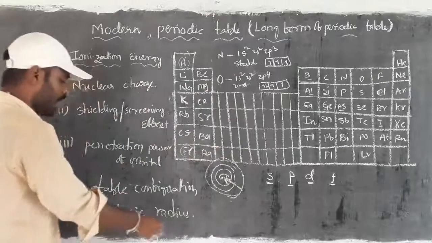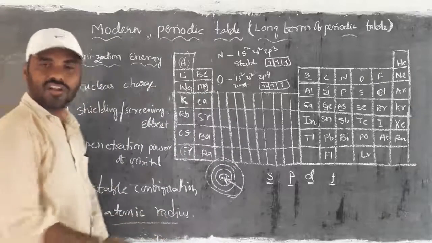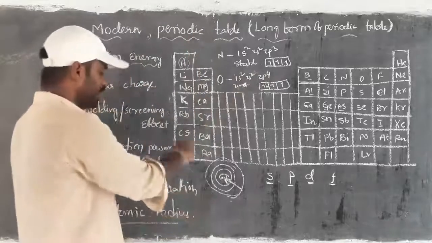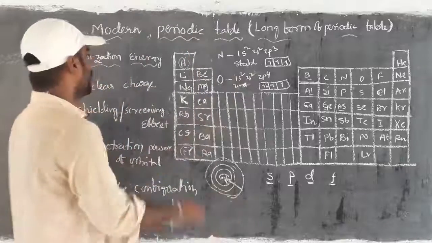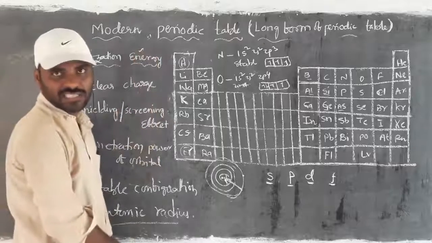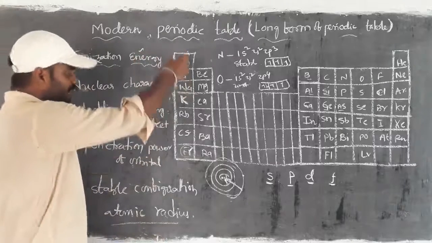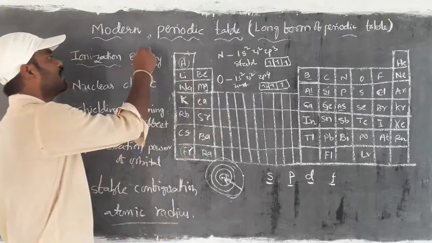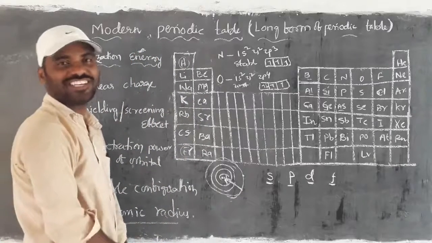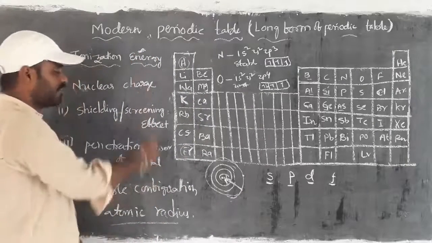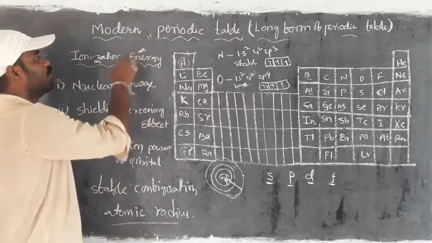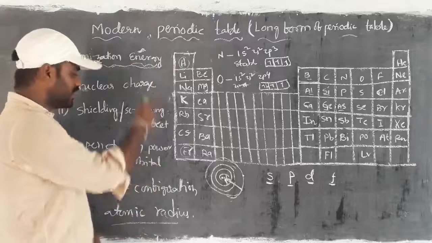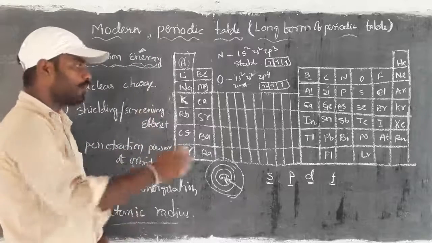Then the last one, atomic radius. Already we discussed how it changes across periods and groups. In periods, atomic radius decreases, so ionization energy increases. In groups, the atomic radius increases, so ionization energy decreases. So these are the 5 factors which can change the ionization energy. This is very important. Just have to take a look again.